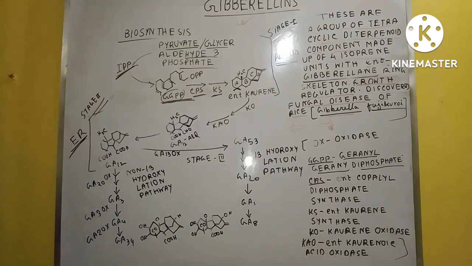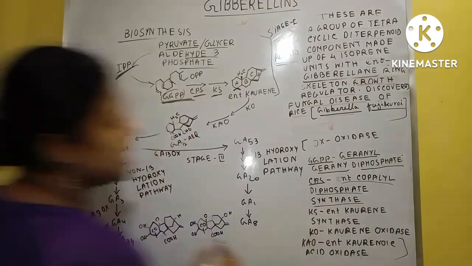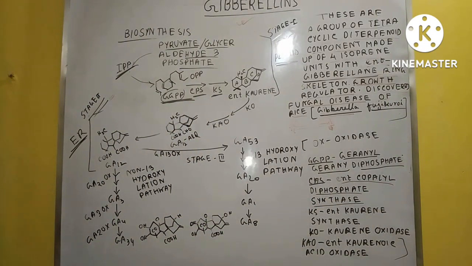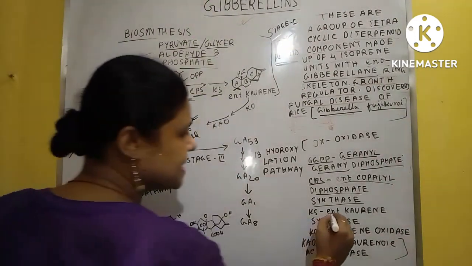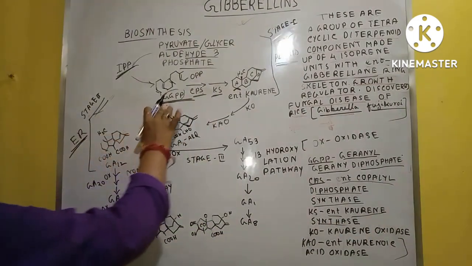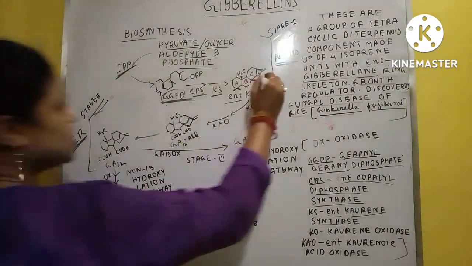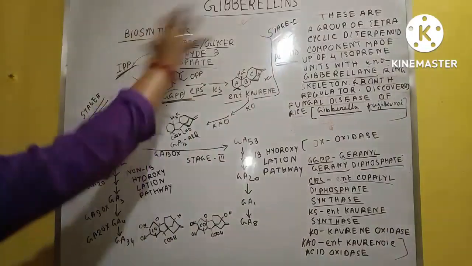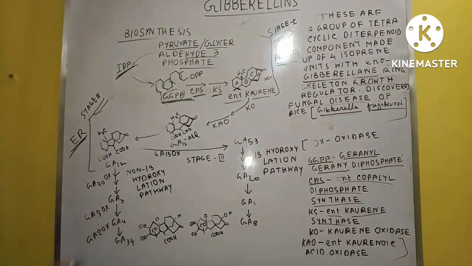CPS is ent-copalyl diphosphate synthase. And what is KS? KS is ent-kaurene synthase. So GGPP, in the presence of these two enzymes, converts into ent-kaurene. This is the structure of ent-kaurene, and its production is possible in the plastid. This is the plastid region.